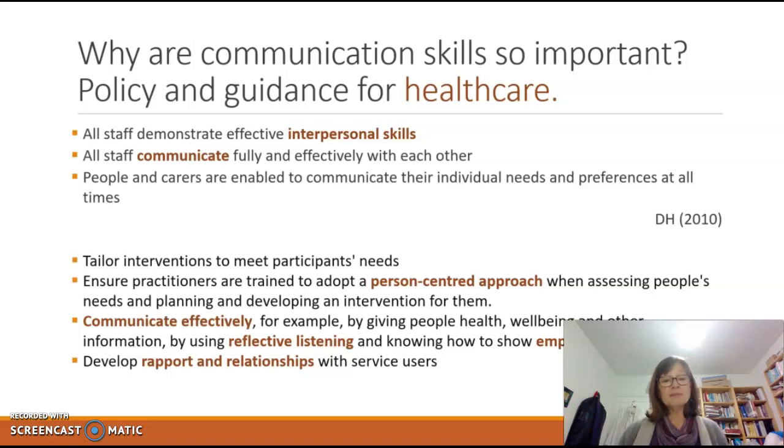Communicating effectively, so we need to be making sure the information that we do give is really clear and understandable by the people we're working with. And we're going to be using reflective listening, which we'll talk a bit about later, and knowing how to demonstrate empathy. Again, we'll talk more about that later. And we have to develop rapport with our patients and service users and develop a relationship with them. So all of these things are going to be really important in your practice.